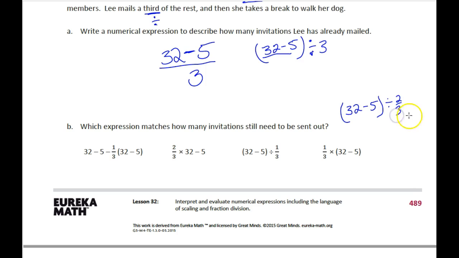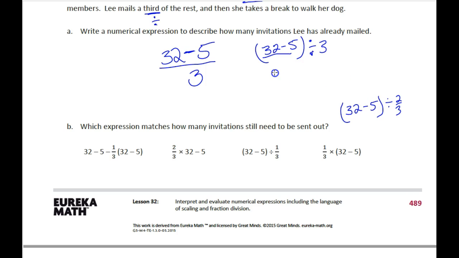What do you think? Let's see what we've got here. I don't see any. Oh, here's one right here with 2/3. So it's figuring out what is 2/3 of 32, and then you take 5 away. That doesn't quite seem right, does it? Here's 32, you take 5 away, you divide by 1/3. That seems like it could be true because it's kind of taking the opposite of this if we divide it by 1/3. So let's work it out and see what happens.